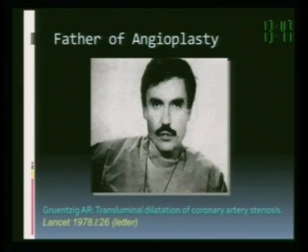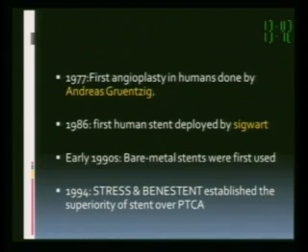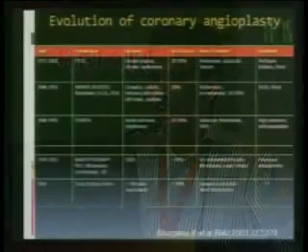A.R. Gruntzig is regarded as the father of angioplasty. He performed the first human angioplasty in 1977, and after that began the era of angioplasty for the treatment of coronary artery disease. In 1986, the first human stent was deployed by Sigwart, and in the early 1990s, bare metal stents came in vogue. They were first used, and in 1994, the STRESS and BENESTENT trials established the superiority of stent over PTCA. This slide shows the evolution of coronary angioplasty.